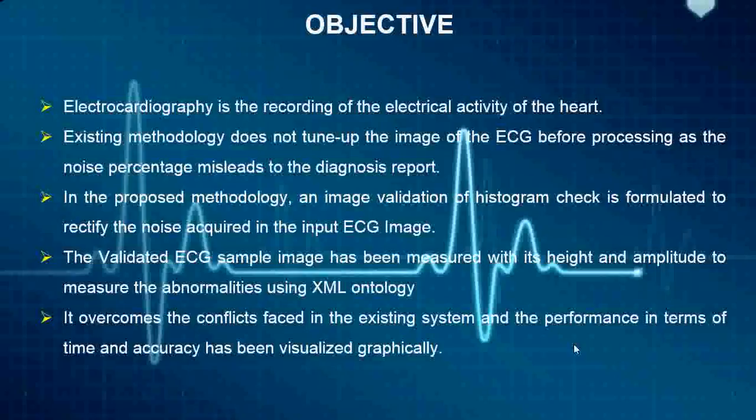In the existing system, it does not tune up the image before processing for the noise percentage. It misleads the diagnosis report. But in the proposed system, an image validation by histogram check is formulated to rectify the noise and validate the image. The validated image is measured with its height and amplitude to detect the abnormalities using XML ontology. It overcomes the conflicts faced in the existing system, and its performance in terms of time and accuracy is visualized graphically.